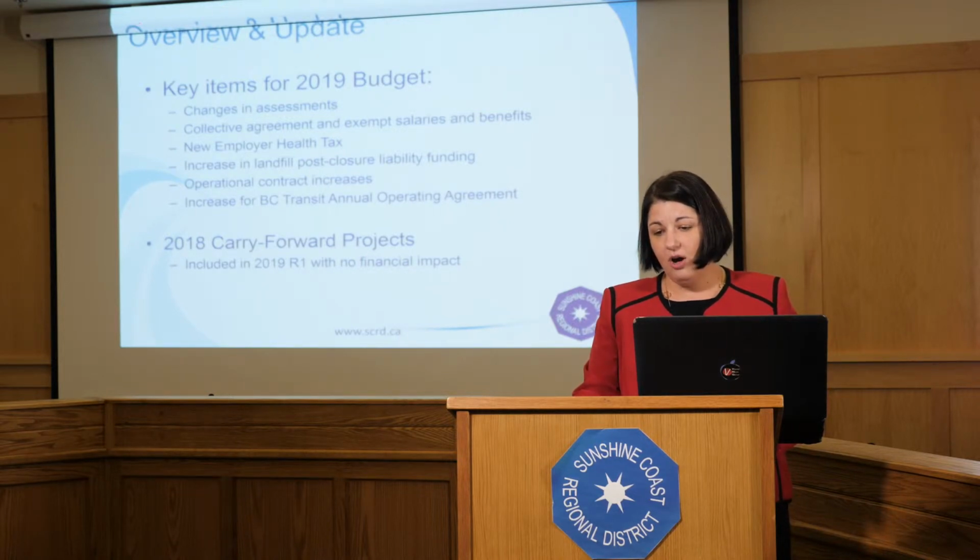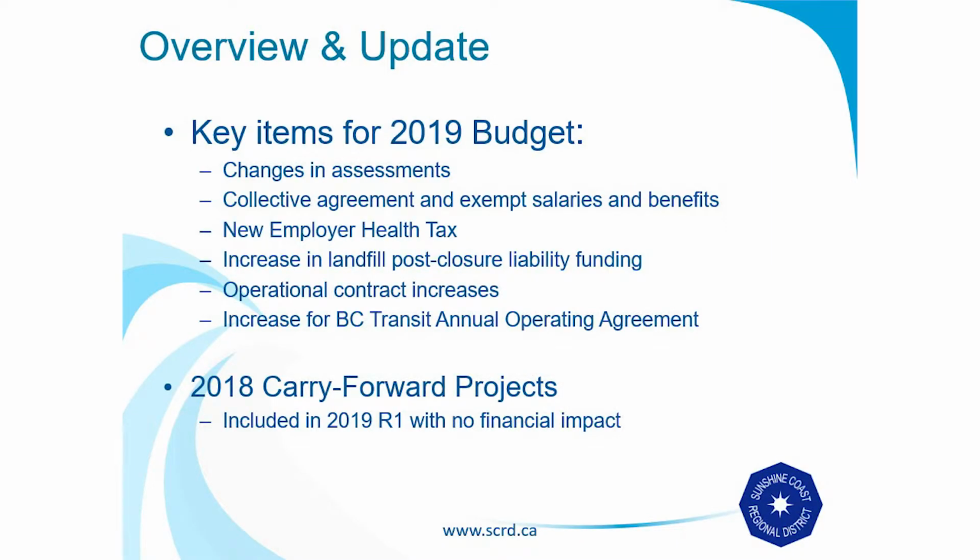And the items which are already impacting taxation are things like wages and benefits related to collective agreements or contracts. The changes to the new employer health tax, which is the transition from the MSP from the provincial government, resulted in an increase of over $144,000 in new taxation required this year.